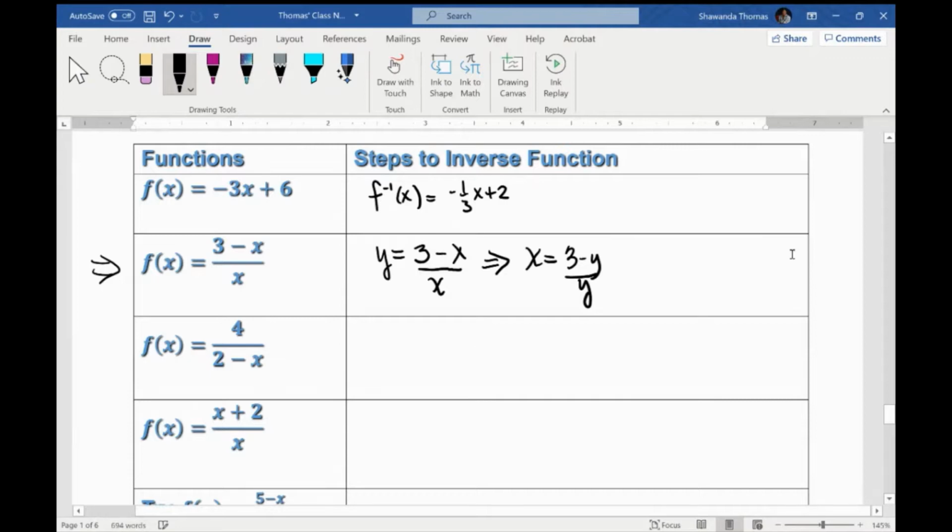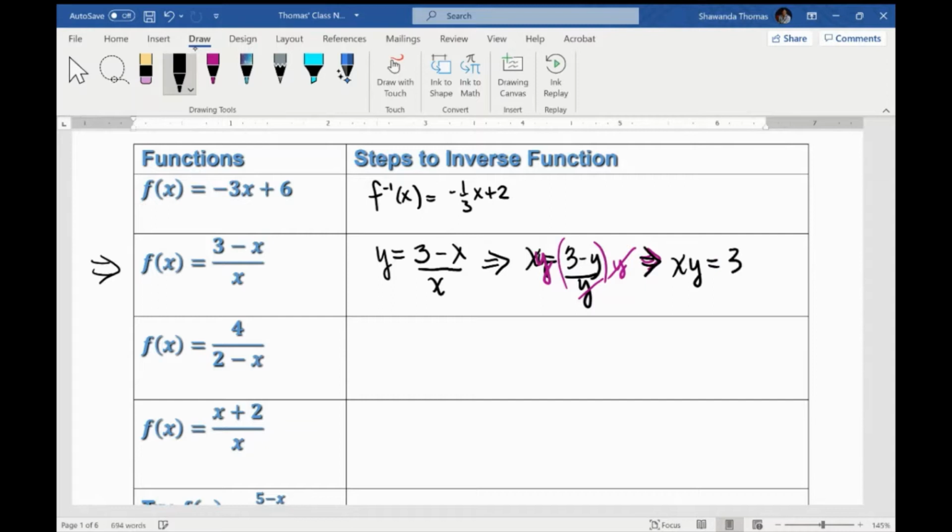Can someone other than Nakiria and Kenneth tell me how to get rid of the fraction? You can multiply. Okay, multiply. So you can multiply by y on both sides, and then it's going to cancel out. It'd be x times y, xy. And then it's going to cancel the y out, right? That's what we want because that's a fraction. All right. Then we have xy equals 3 minus y.